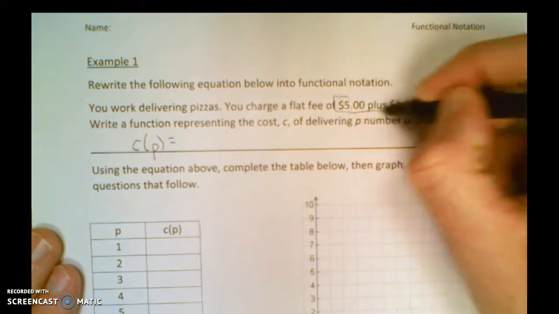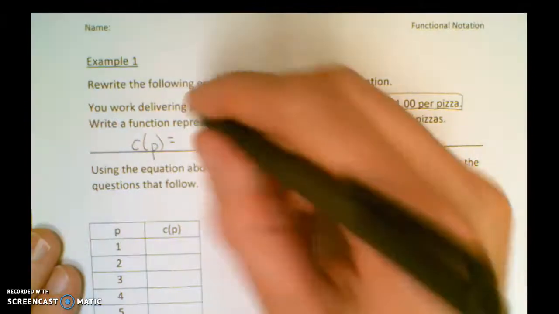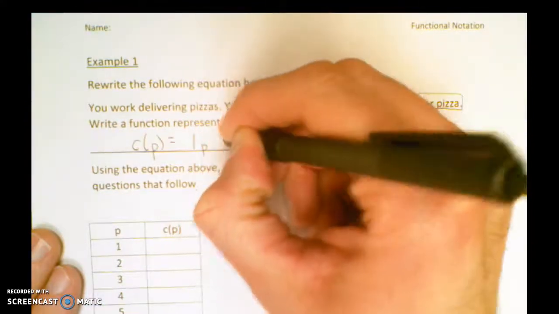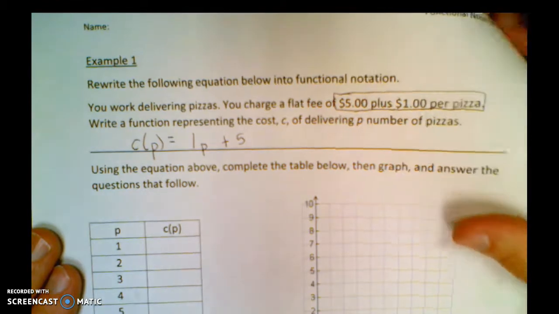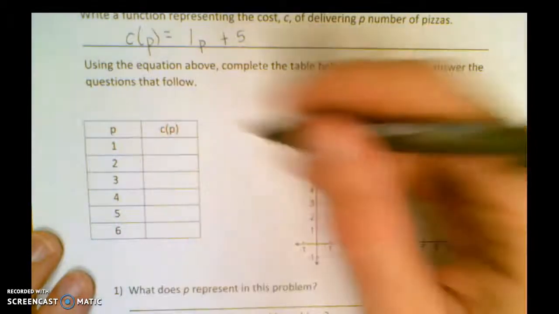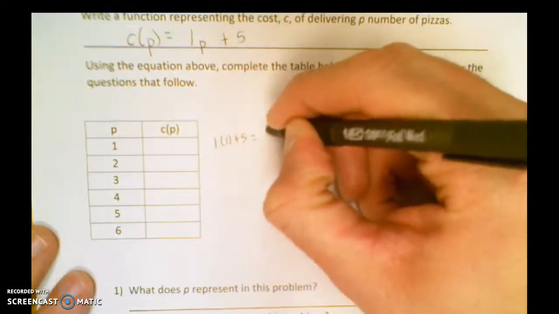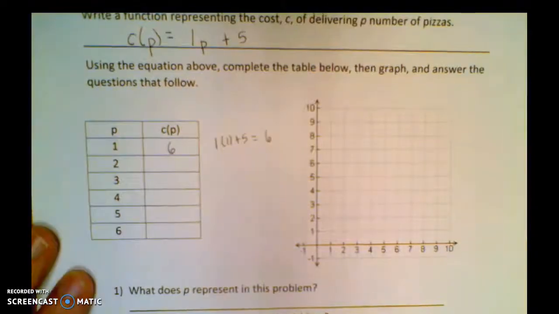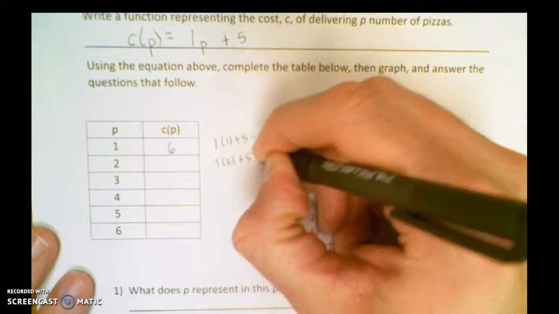And in the equation, I can come up with an equation from the information in the question. It says $1 per pizza, so that's 1p plus your $5 fee. So there's my equation. Using this equation, complete the table, graph, and answer the questions that follow. So using this equation, if I purchase 1 pizza, 1 times 1 plus 5, that gives me 6. So that means the cost of delivering those pizzas is $6. If I purchase 2 pizzas, 1 times 2 plus 5 equals 7, so that's $7.